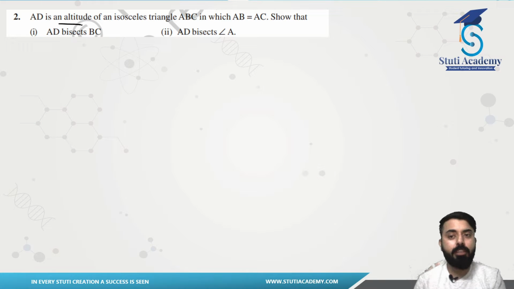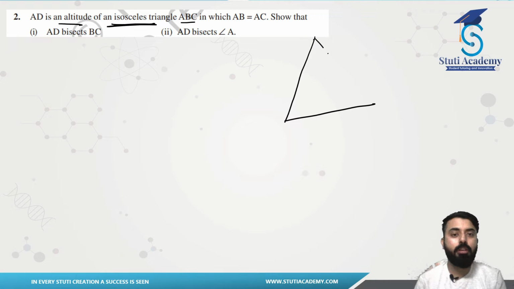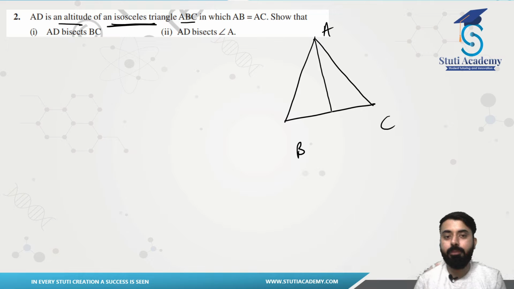So AD is an altitude of an isosceles triangle ABC. See, I have an isosceles triangle ABC. Let me draw this one. Let's say this is an isosceles triangle ABC and AD is an altitude. You guys remember what an altitude is? That is a height. So it will be forming a right angle triangle there.